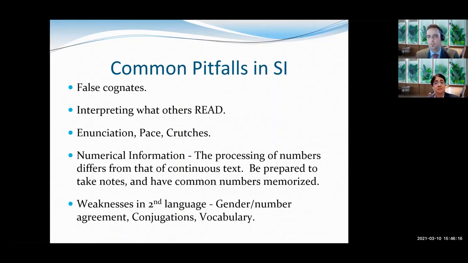And then crutches or hedges, as we may call them. That's things like, well, I mean, but, though. We do have to include those things if the original speaker says them. We don't want to include them just because we're saying them, because we're stammering and stuttering, trying to catch up. So as long as someone else is saying them, you should interpret them. But you should work to keep your own hedges, your own crutches out of the speech.